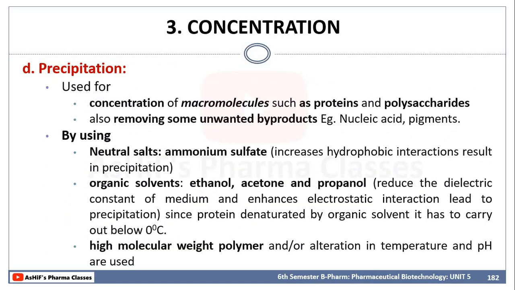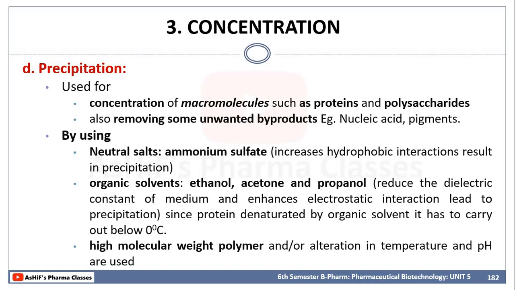And last one is precipitation. So by using some kind of precipitating agents, we can precipitate out the desired product. So this is mainly used for the concentration of macromolecules such as proteins as well as polysaccharides, and also for removing some kind of unwanted materials like nucleic acid as well as pigment from the mixture of the solution.